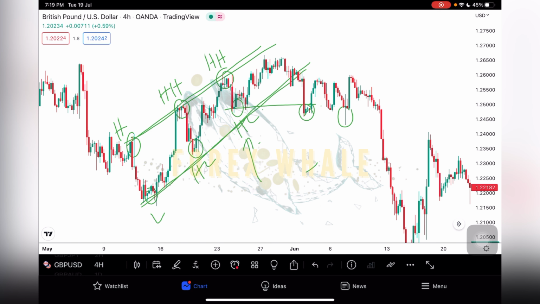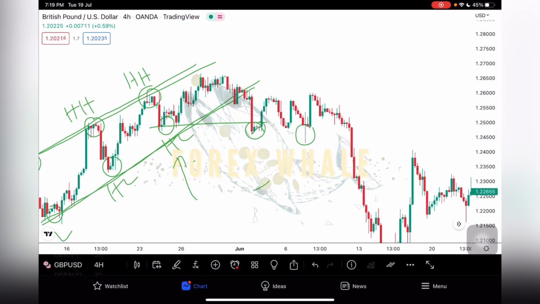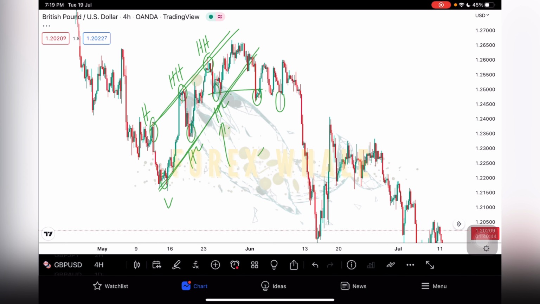It was so quick and easy for me to identify these higher lows. I need you to do that, so you will be able to understand every single bit of information that I've given to you.